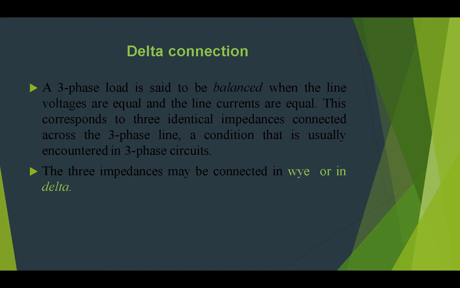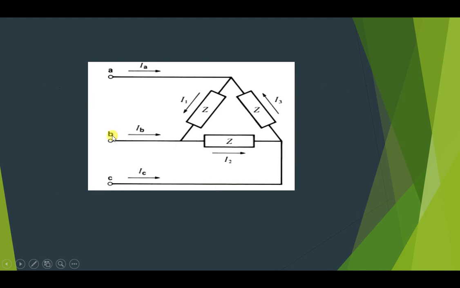Now, what is the delta connection? A three-phase load is said to be balanced when the line voltages are equal and the line currents are equal. This corresponds to three identical impedances connected across the three-phase line, a condition that is usually encountered in three-phase circuits. The three-phase impedances may be connected in Y, that is star, or in delta. So this is the diagram of the delta connection. We have three impedances, a balanced load, and here are its corresponding currents.